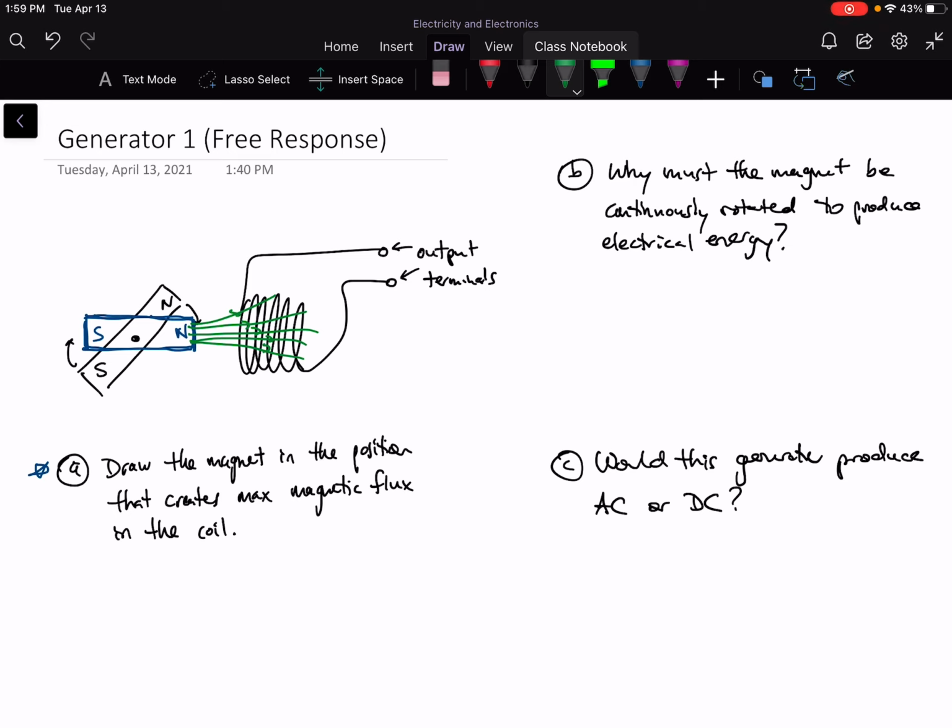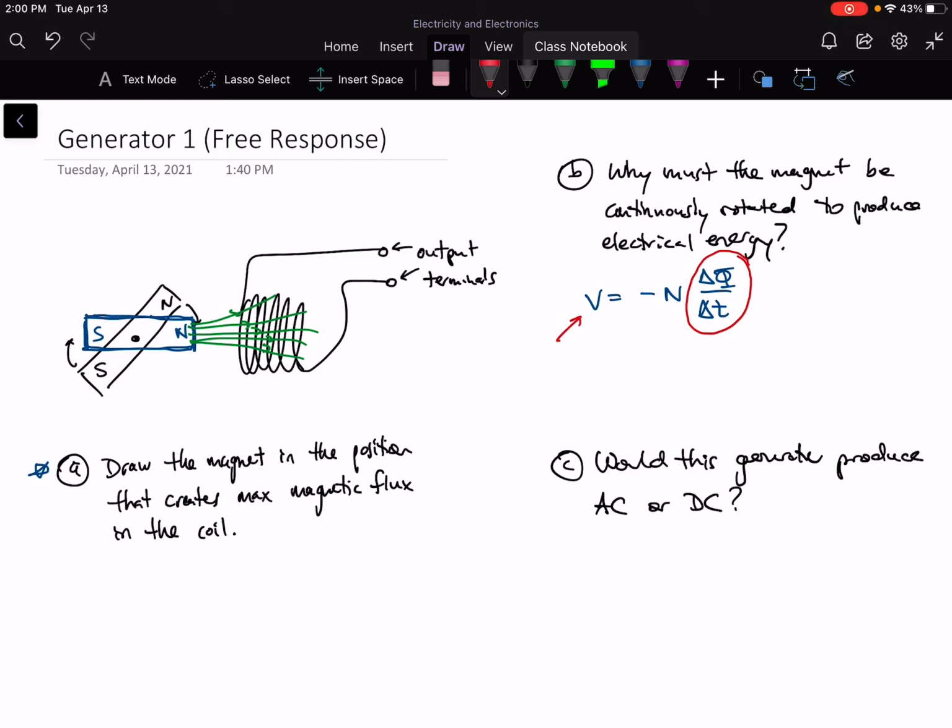Okay, so why must the magnet be continuously rotated to produce electrical energy? Well, remember Faraday's law. Faraday's law tells us that the most important part is that there must be a changing magnetic flux, a rate of change of magnetic flux, to induce some amount of voltage on the coils, okay?